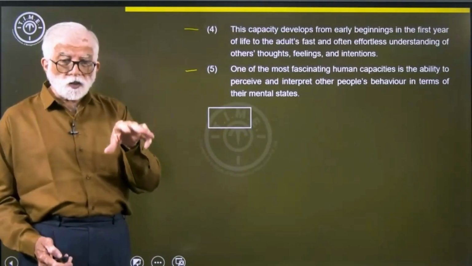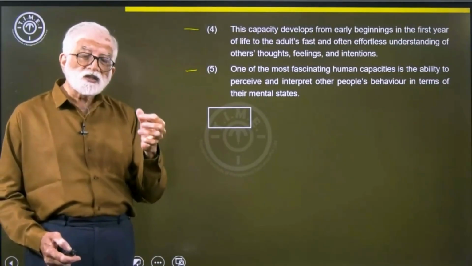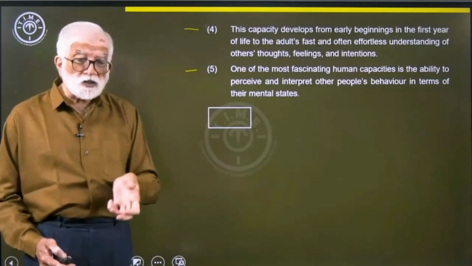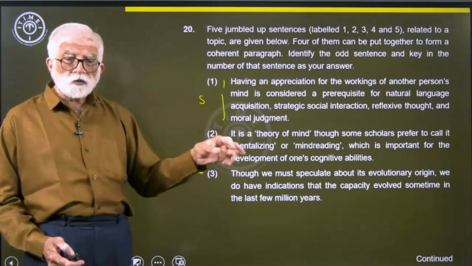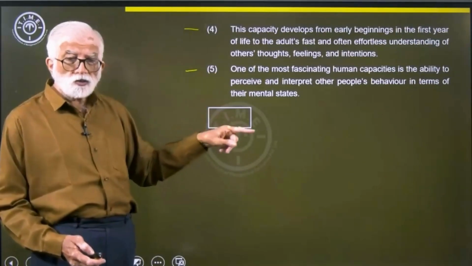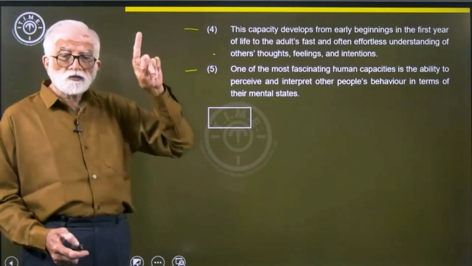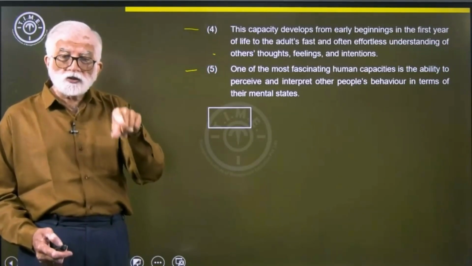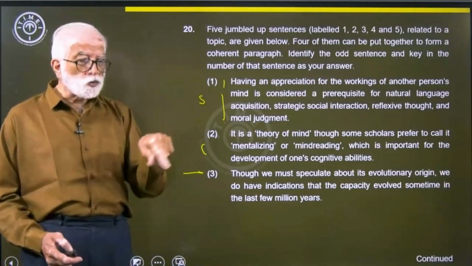4 tells us how the capacity works or how it develops in a person, and then there has to be something that tells us how this capacity helps us. Now, how does this capacity help us in our development of cognitive abilities? Because we are talking about what? The capacity to understand other people's thoughts, feelings and intentions. If you're talking about that, then we are clearly talking about social capacities. We're not talking about cognitive capacities.